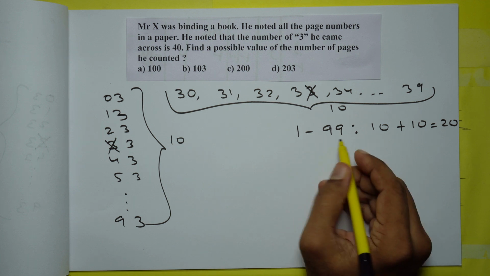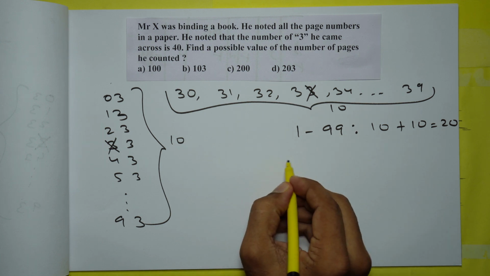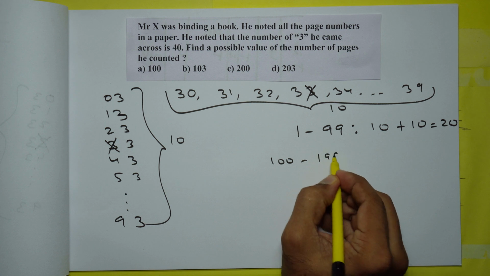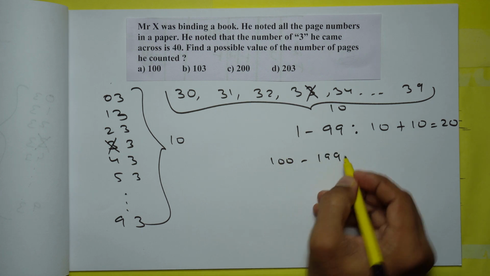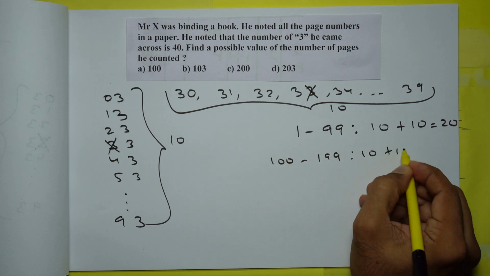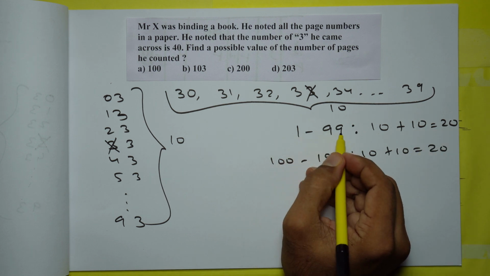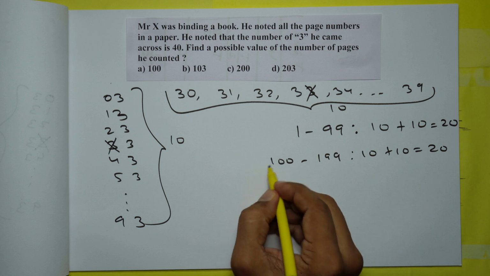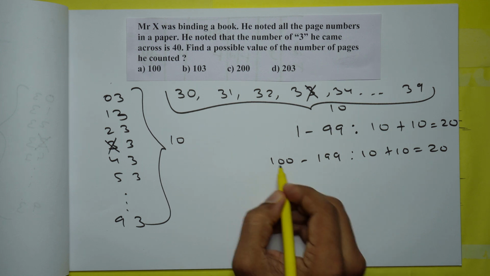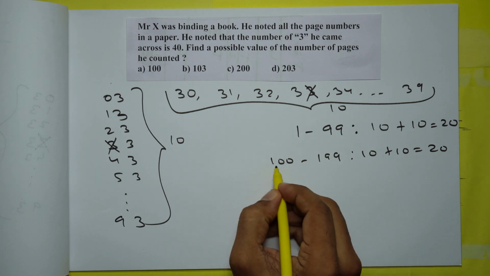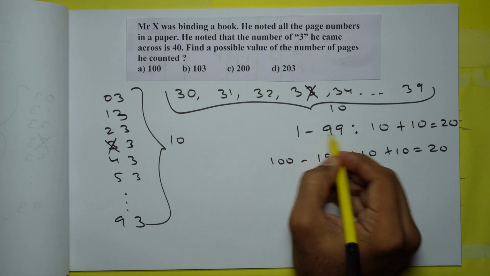Then next we will consider the number of trees in the pages from 100 to 199. Now the number of trees will again be 10 plus 10 is equal to 20 because it is actually same as 1 to 99. It is just that there will be a 1 at the start. It becomes a 3-digit number starting with 1 and there are no extra trees, or else everything else is same.